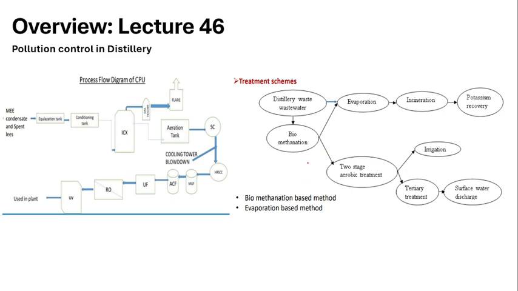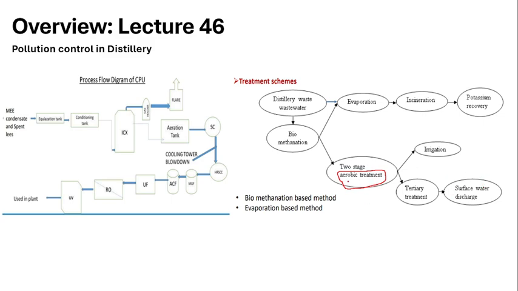And in the biomethanation based method, it can be a two-stage aerobic treatment. In this aerobic process, we are going to use microorganisms, like the activated sludge process. So the degradation of the organic contaminants will occur. It can be helpful to reduce the BOD, COD content in the waste stream. Then after this secondary treatment, so aerobic treatment is a secondary treatment, we can go for the tertiary treatment for further purification, and then we can discharge the treated waste stream into the surface water.